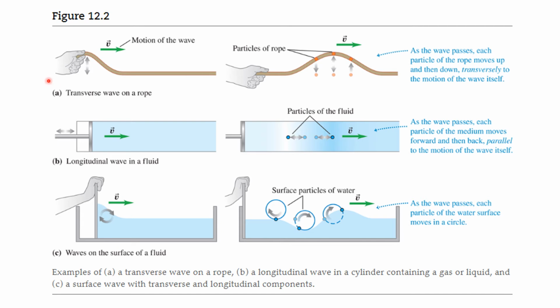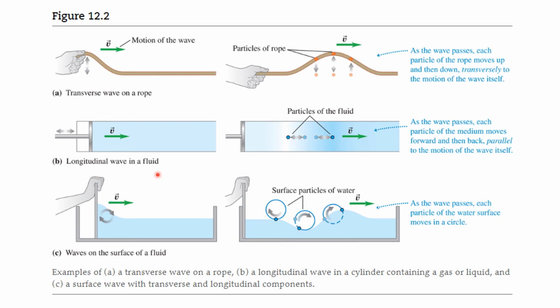We've talked about how waves can be, and we call this a transverse wave. Now in a transverse wave, the motion of the wave goes up and down perpendicular to the motion of the wave. So you see this wave is going up and down as you shake it along, and that means that the velocity of the wave is going this way. And so as the wave passes, each particle of the rope moves up and down, transversely to the motion of the wave itself, perpendicular to it. Those are called transverse waves.